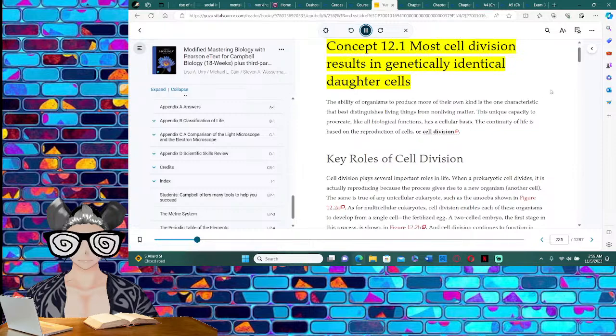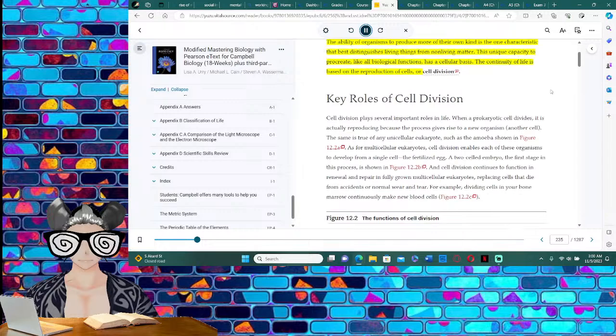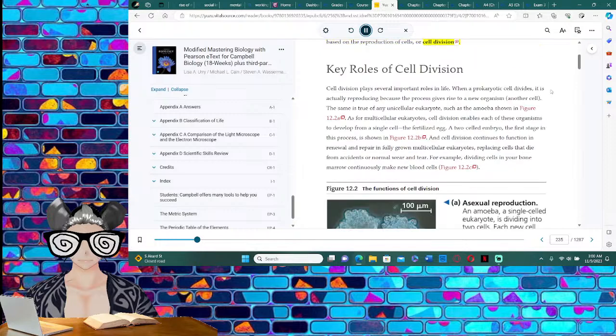Concept 12.1 Most cell division results in genetically identical daughter cells. The ability of organisms to produce more of their own kind is the one characteristic that best distinguishes living things from non-living matter. This unique capacity to procreate, like all biological functions, has a cellular basis. The continuity of life is based on the reproduction of cells, or cell division.